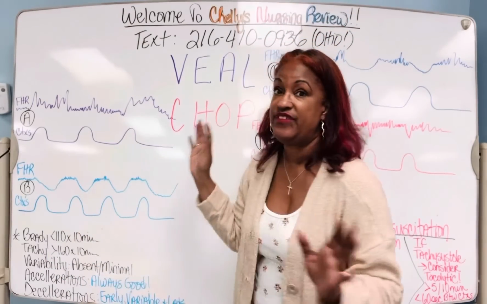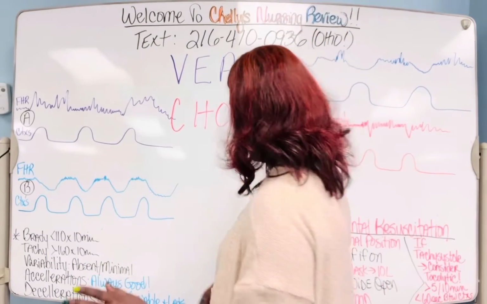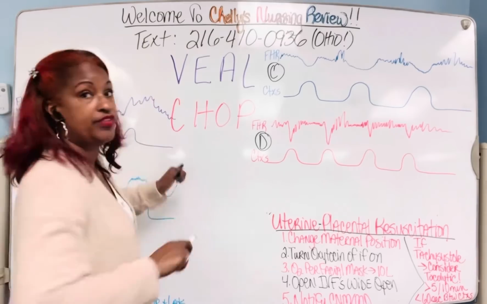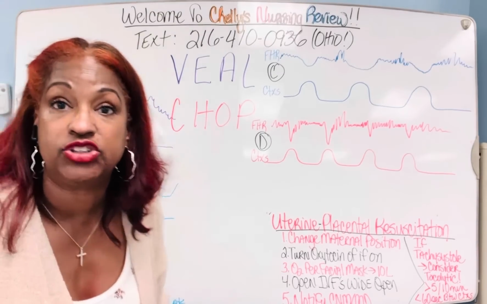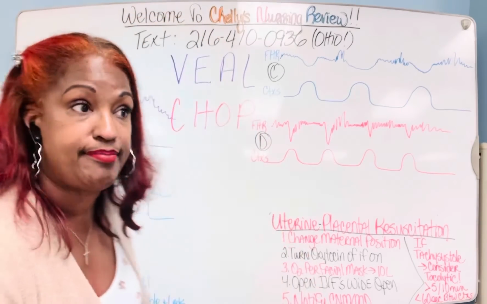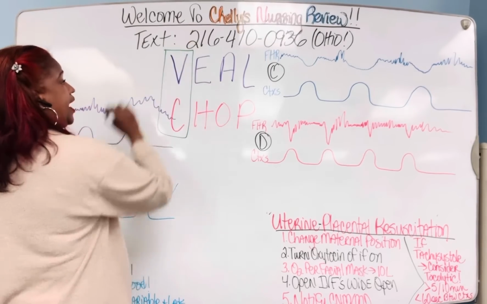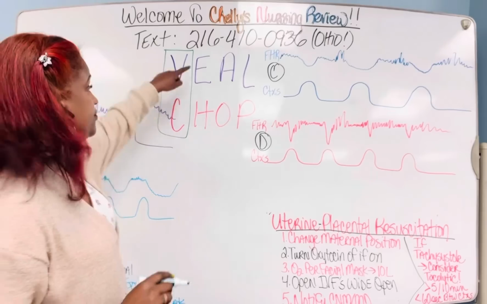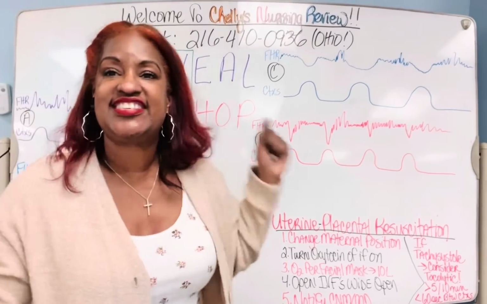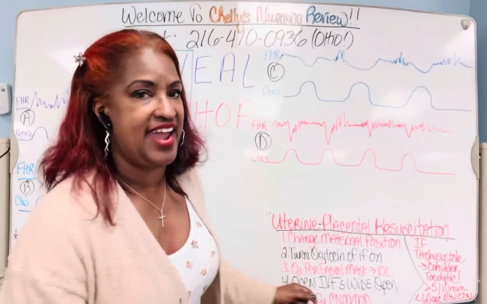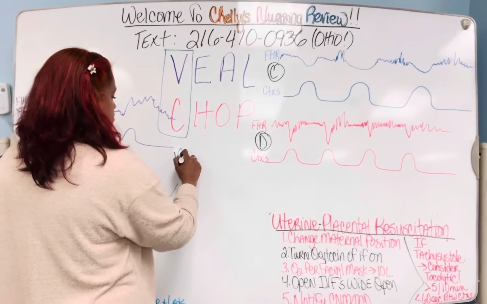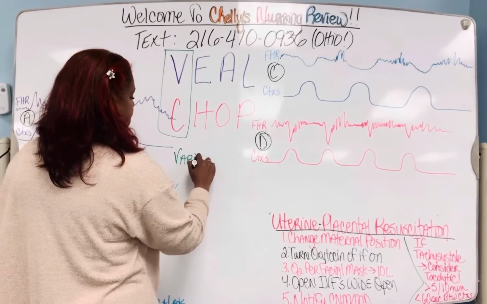We know that VEAL CHOP is the mnemonic. And did you know that you've got to line up your VEAL CHOP exactly the way I line mine up? The V and the C need to go together. Everything needs to line up. So let's take on the V and the C first, okay? The V stands for variable decels.